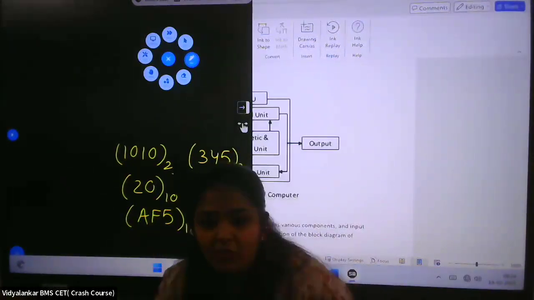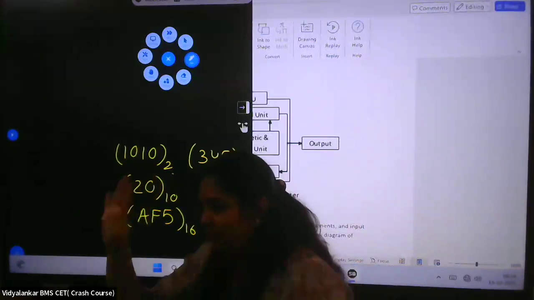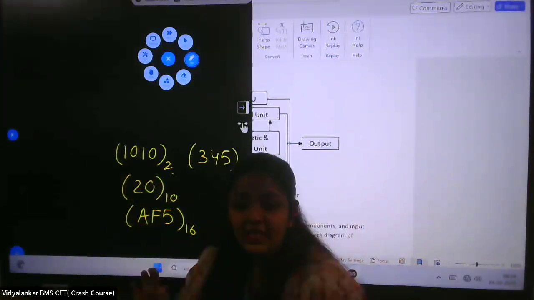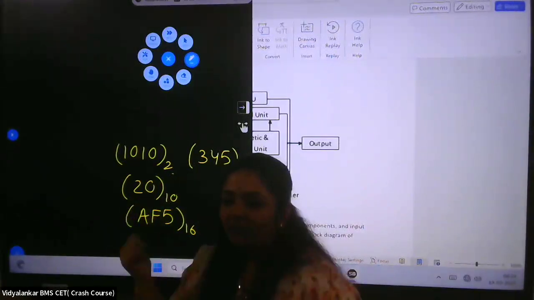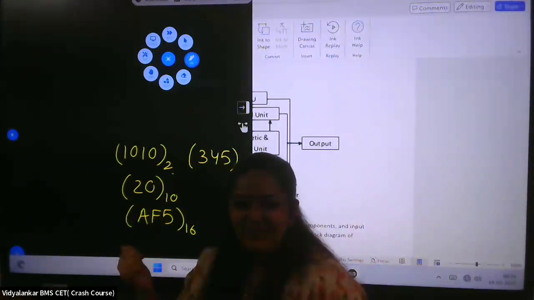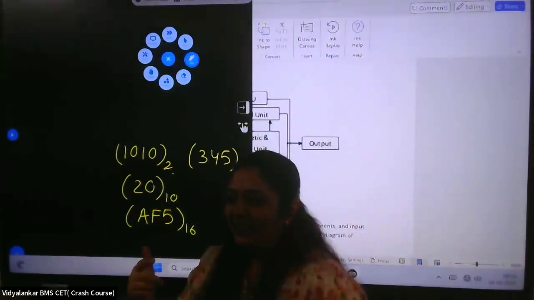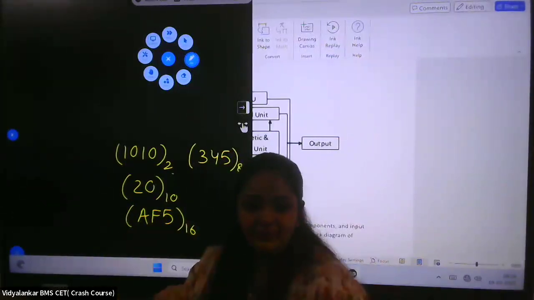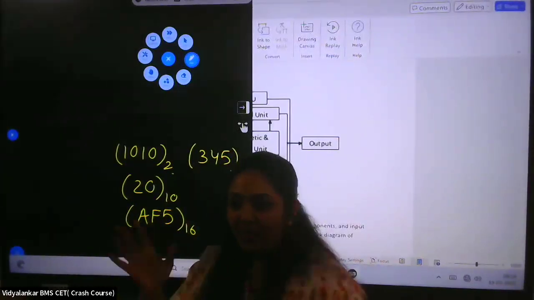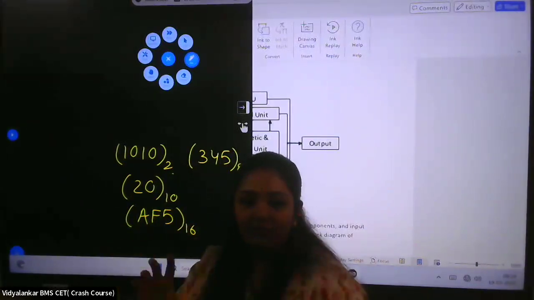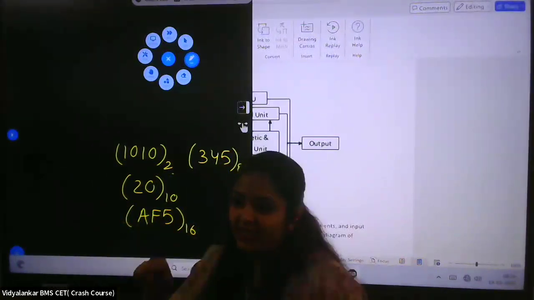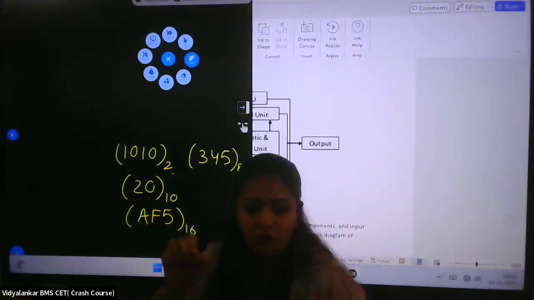So how many number systems ideally the computer system has? 4. Binary, decimal, octal, hexadecimal. Binary का base is 2, then hexadecimal, A to F and 0 to 9, that means it is 16. Then decimal, 0 to 9, that means it is 10. And octal, 0 to 7, that is 8. Got it? So I just want you to note down.